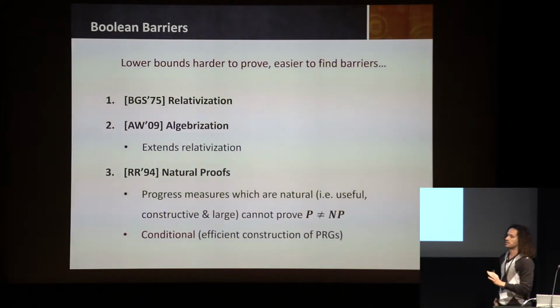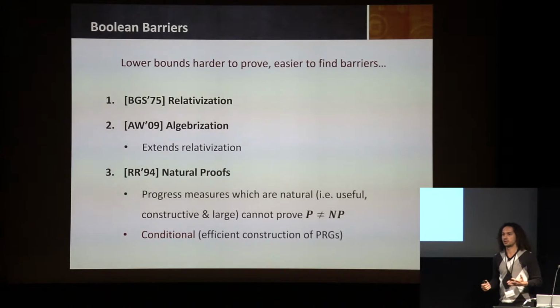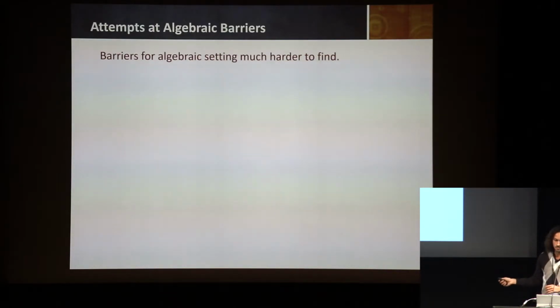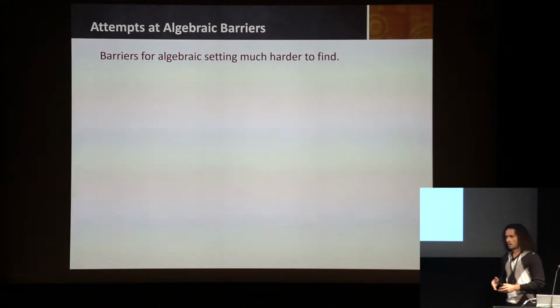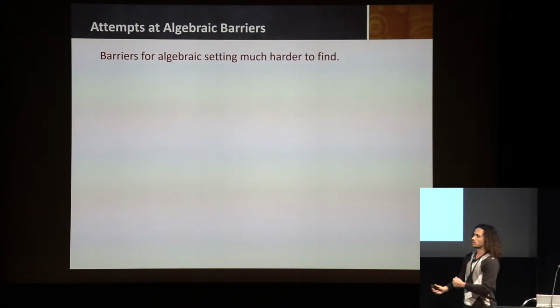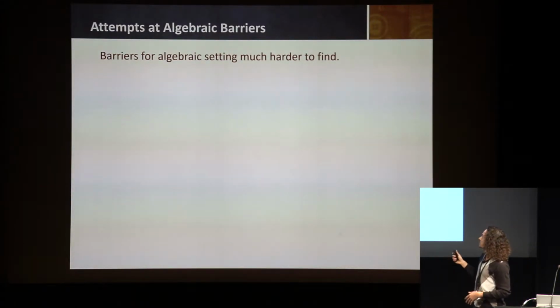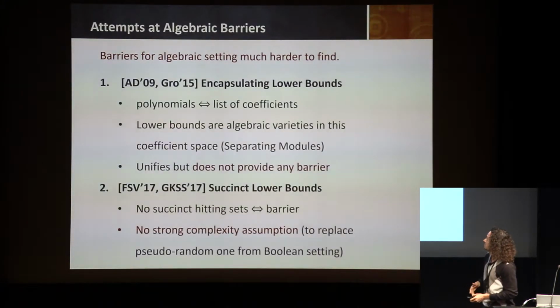It's based on the efficient construction of PRGs. And here now, we want unconditional barriers. We don't want to have any assumptions. Now, in the Boolean setting, it's much harder to prove lower bounds, so barriers should be easy. In the arithmetic setting, it's easier to prove lower bounds, so it should be harder to find barriers. And that, up to this year, was actually the state of things.